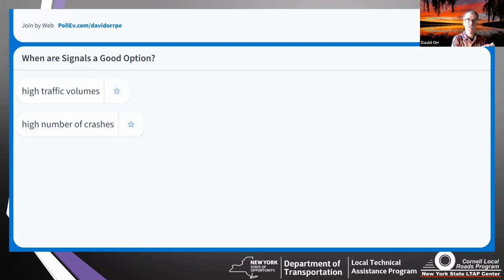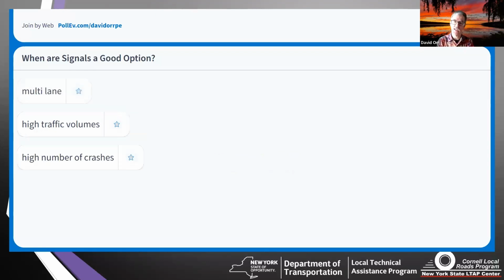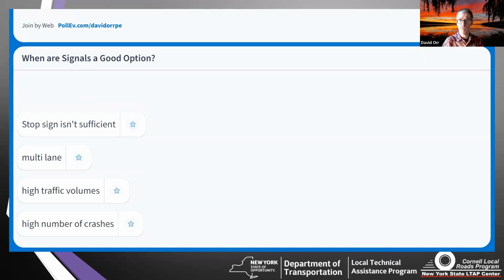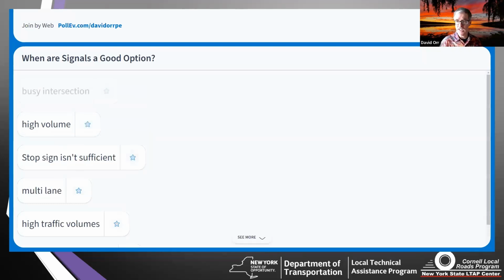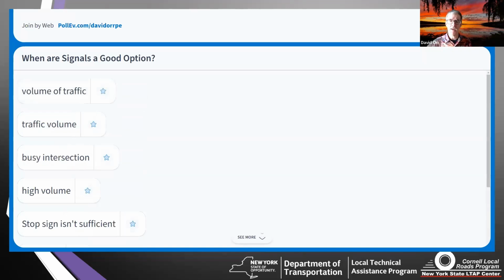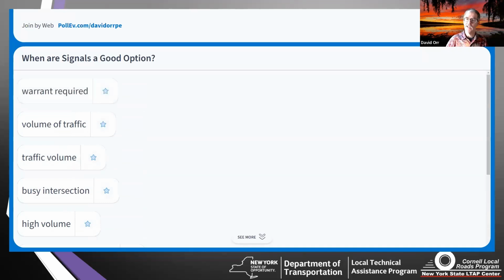Possibly with high traffic volumes, high number of crashes. It's really hard to decide who's got the right of way. If signs themselves just aren't going to work. A lot of times with multi-lane, you almost have to start thinking about that because it's really hard to do with just stop signs. A very busy intersection, okay? So again, usually that's driven by traffic volume, more urban areas, okay?